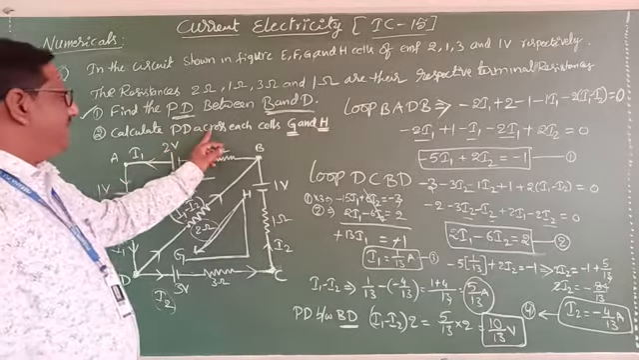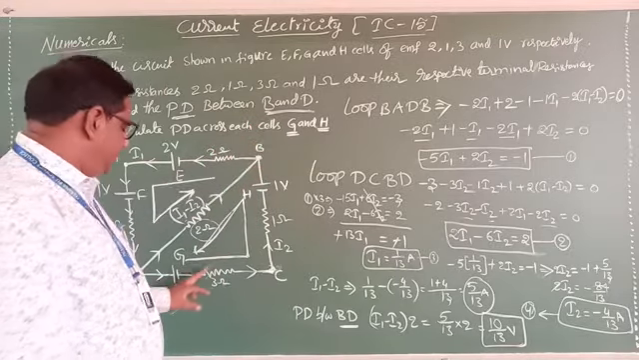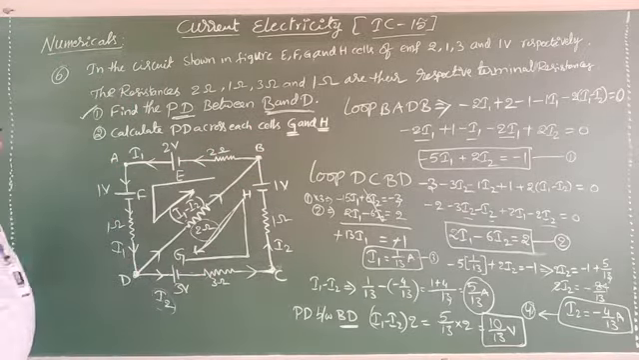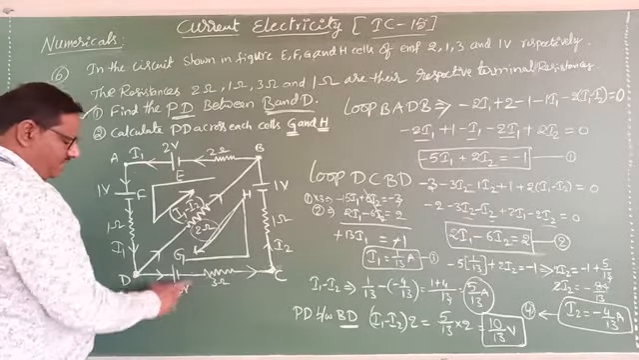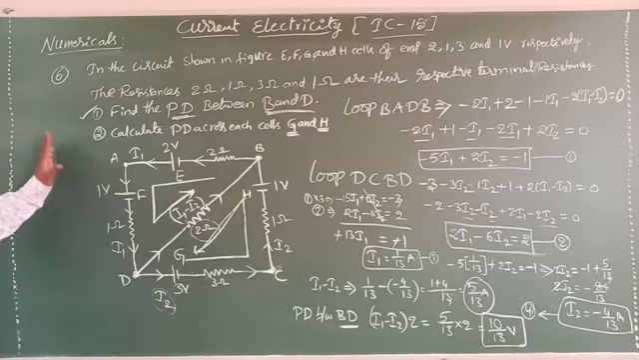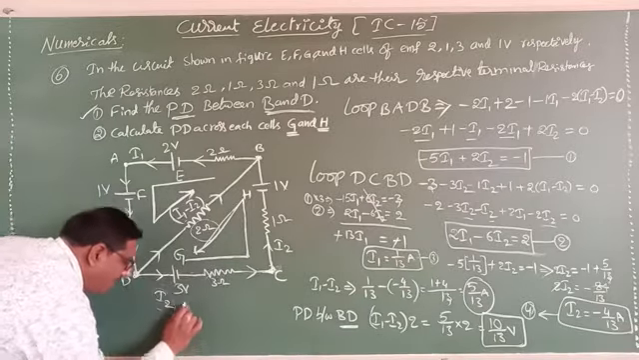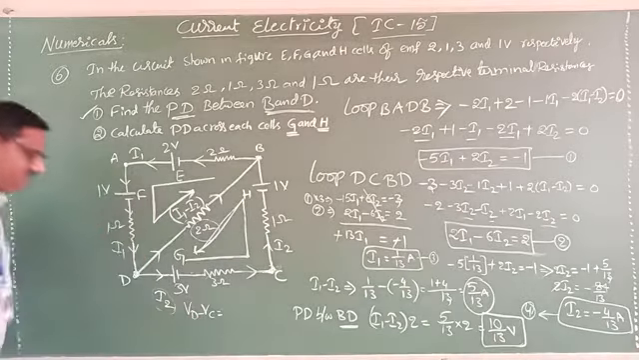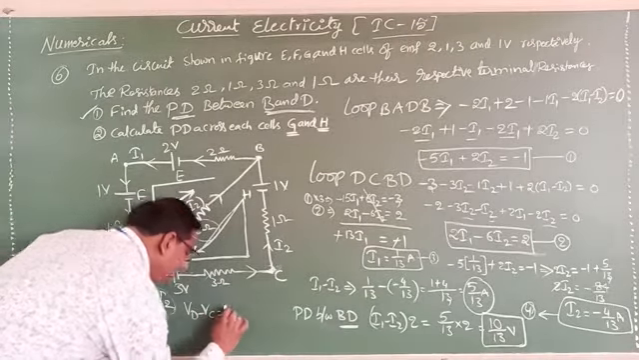Calculate the potential difference across each cell G and H. They are asking between these two points, or across this cell. How can you measure? Very simple. Here I am solving. Is it visual or not? So follow this. The potential difference across the cell G. What can you write? First point is D, second point is C. So VD minus VC equals, here how much potential do we have? 3 volt. So 3.